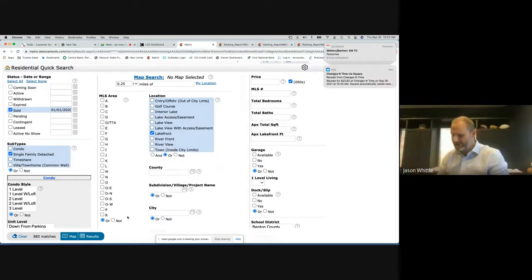So you can see last year, there was actually, what did we say? There was 774 lakefront homes. Is that what it was? Something like that. So last year, there was actually 885.